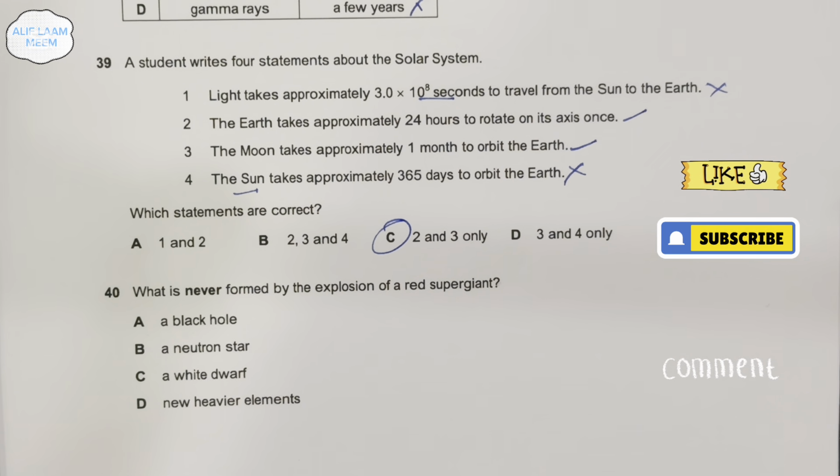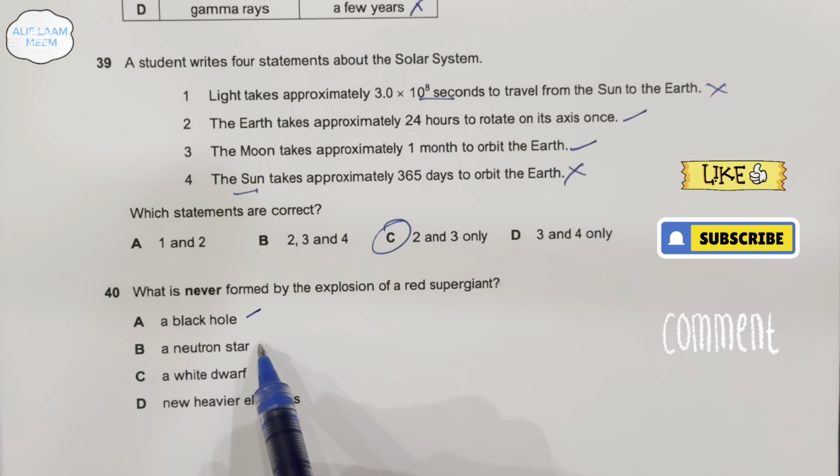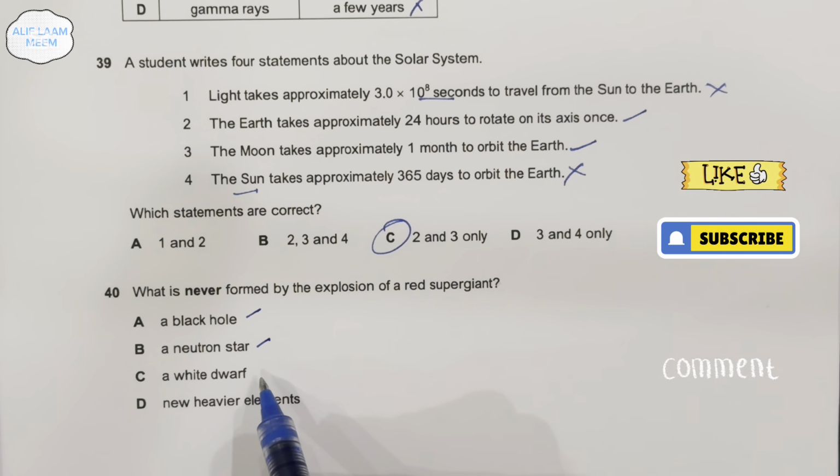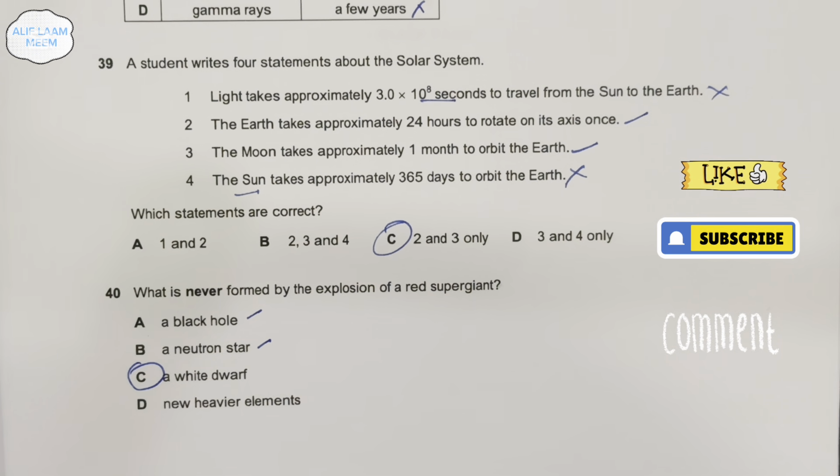What is never formed by the explosion of a red supergiant? A black hole can be formed, a neutron star can be formed, but a white dwarf is formed only when a small star explodes. So option C, a white dwarf, cannot happen when a red supergiant explodes, so it is the right answer. This is how we have completed this question.